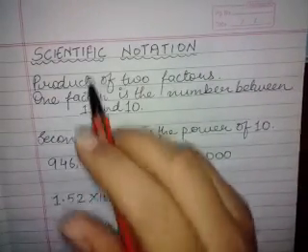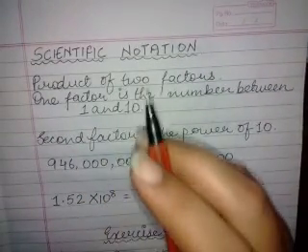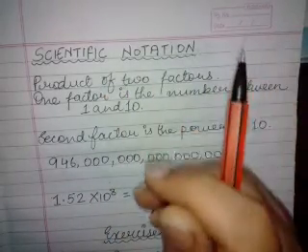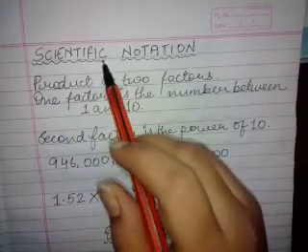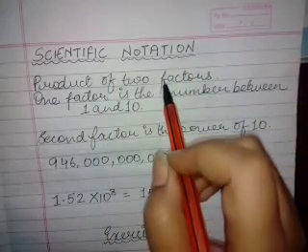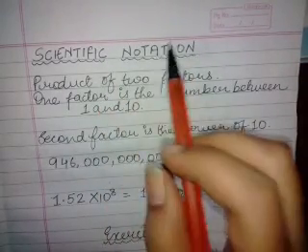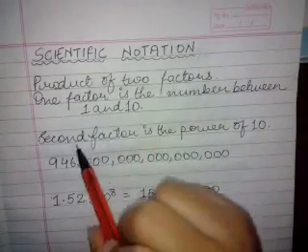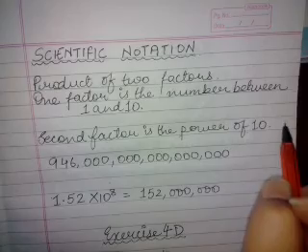Today we will start with a new topic, that is scientific notation. Now, what is scientific notation and how is it expressed? The scientific notation is the product of two factors, in which one factor is a number between 1 and 10 and the second factor is a power of 10.